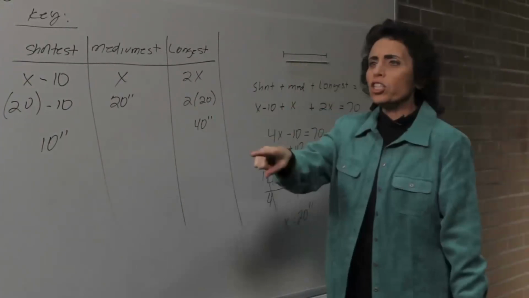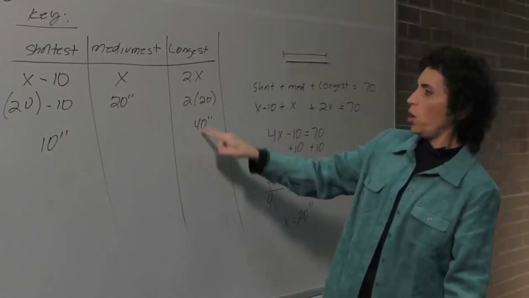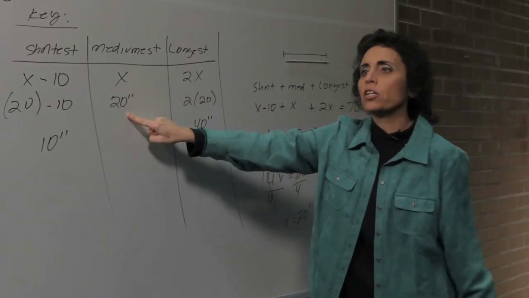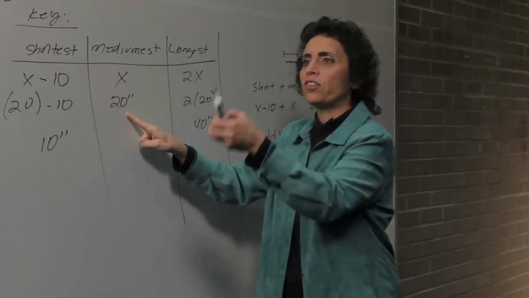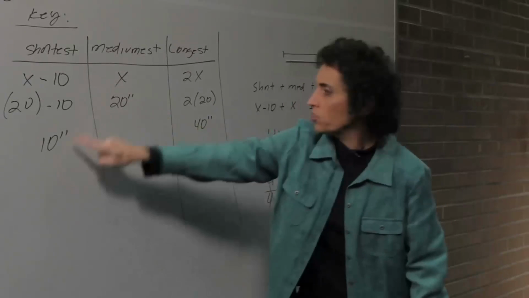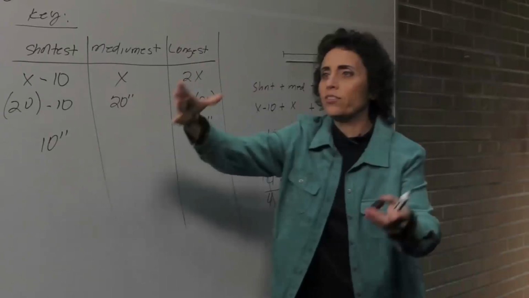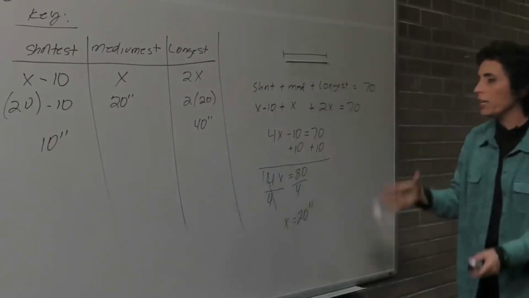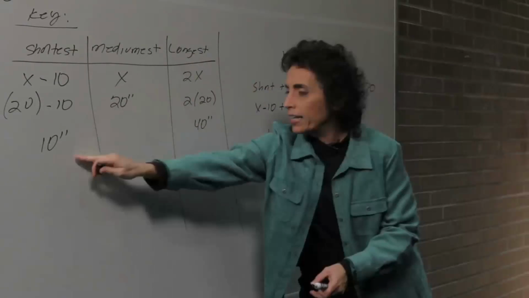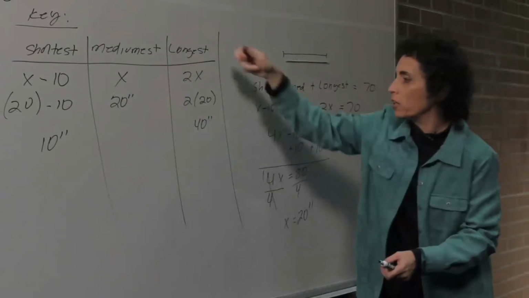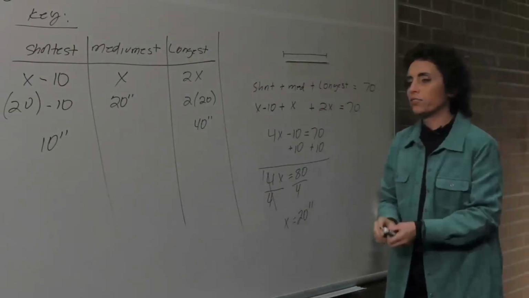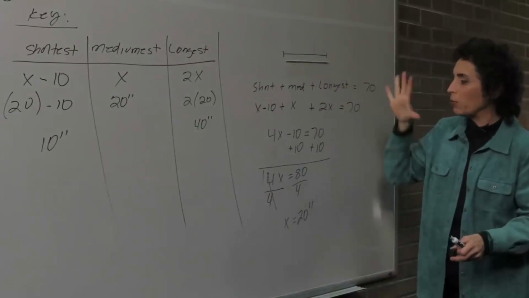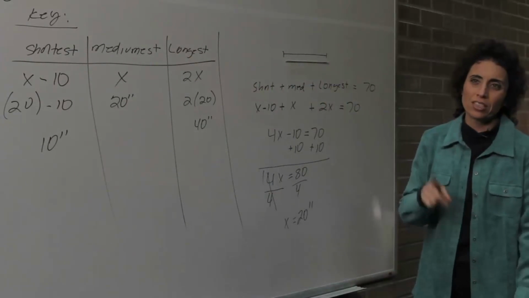Okay, the longest piece is twice the middle. The longest is twice the middle. That checks. Okay, and the shortest is 10 less than the middle. The shortest is 10 less than the middle. That adds up. Now it solves every part of it, and now we're done. The shortest is 10 inches long, the medium is 20 inches long, and the longest is 40 inches long, and that solves that problem. This is my favorite type, well, almost my favorite, because there's one more.